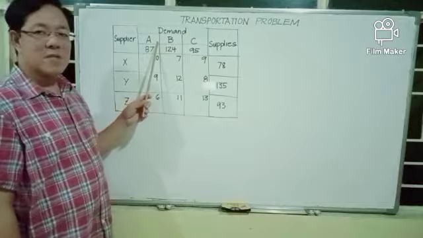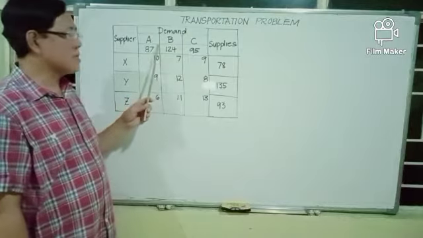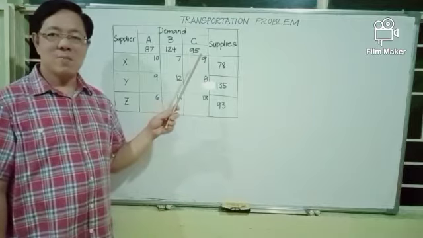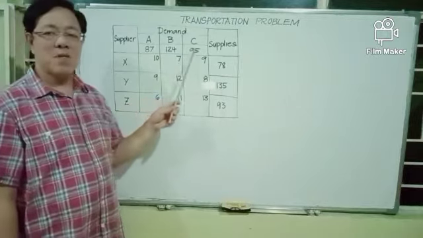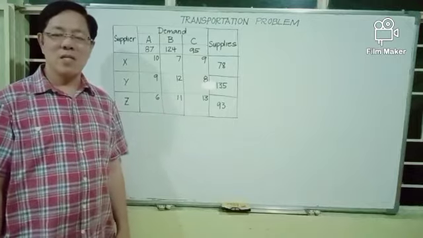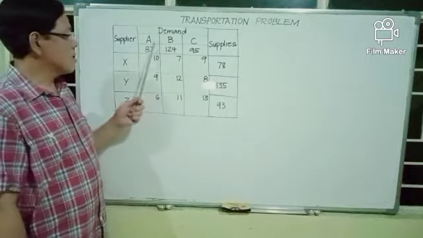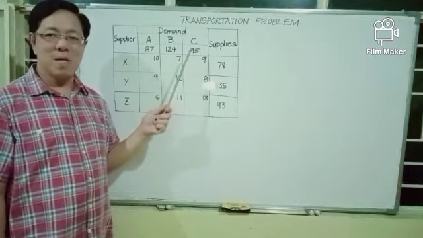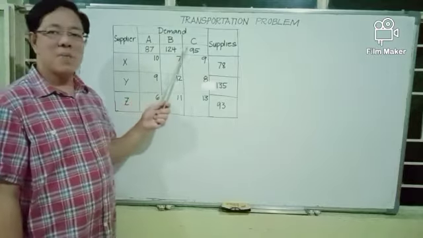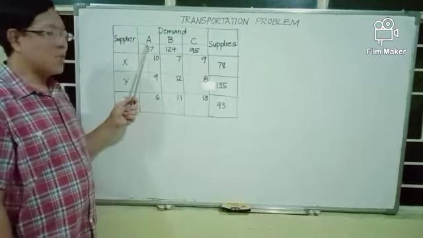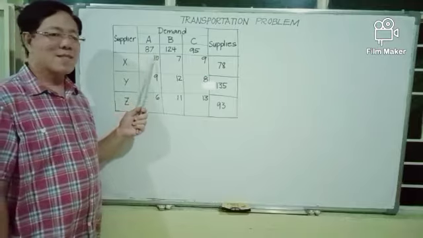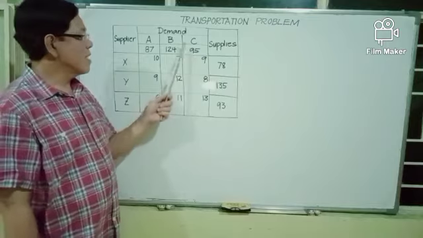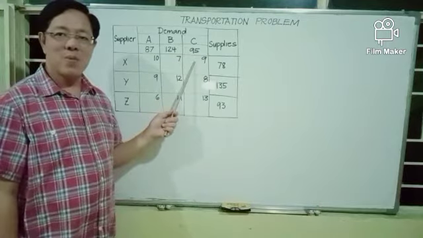As I said, the first set of information is the set of demand, that is, demand that is made by a group of individuals or entities or organizations or companies. In this example, those entities or individuals that make certain demands are denoted by A, B, C. The demand of A is 87 units. The demand of B is 124 units. The demand of C is 95 units.